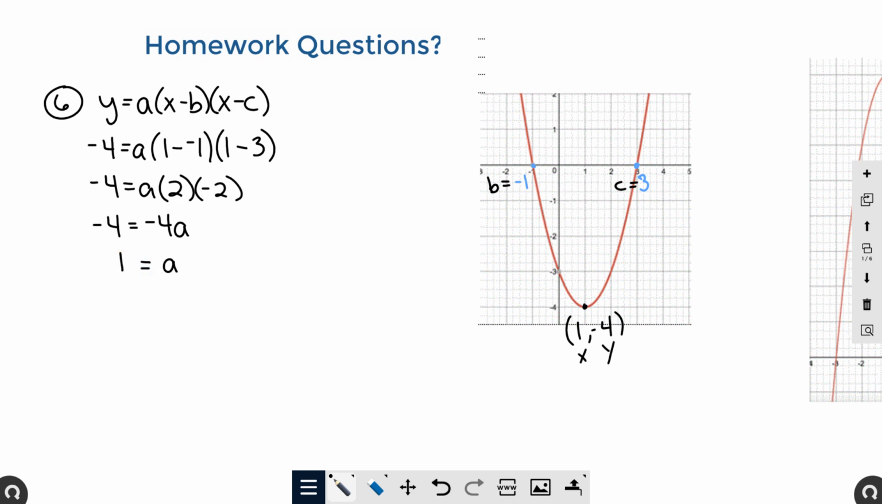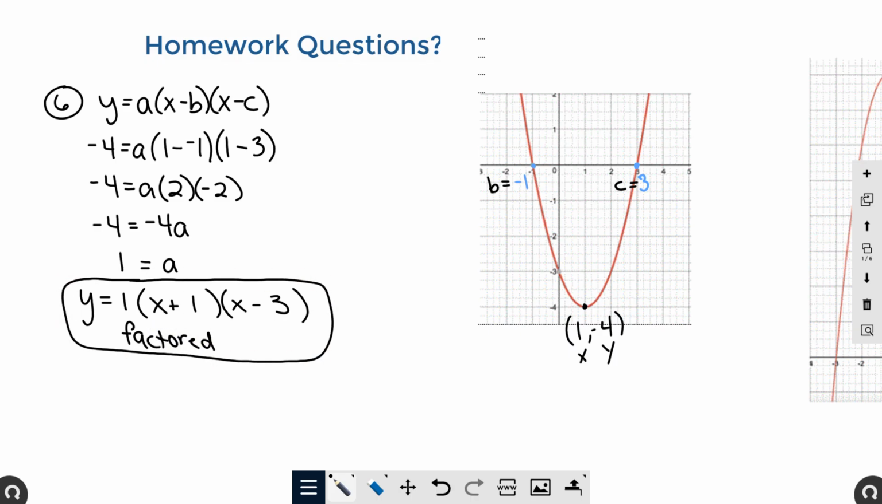Now remember, if A equals 1, then A equals 1 for standard, vertex, and factored. It always equals 1. But we're going to plug it back into our factored form since we started with that first. And we're going to plug in for our A, B, and C. So A is 1. B we said was -1, but what happens when we minus a negative? And then C was 3. So our factored form is 1, then X plus 1, and X minus 3.